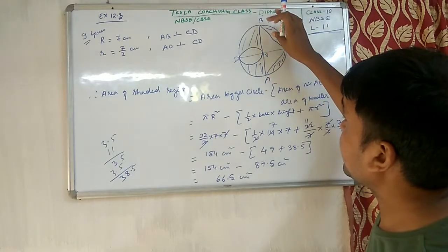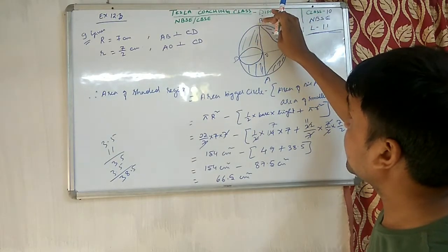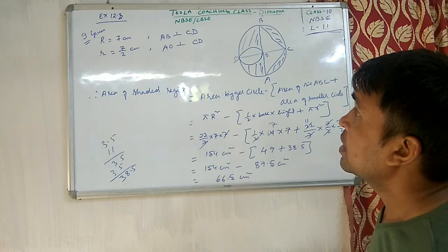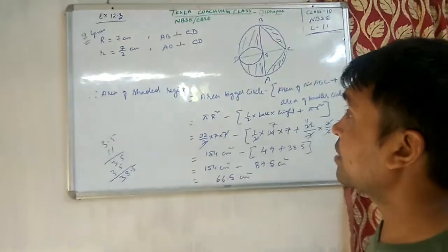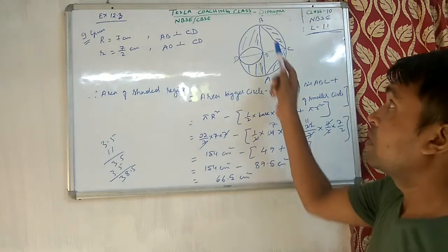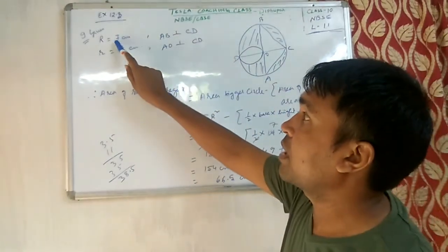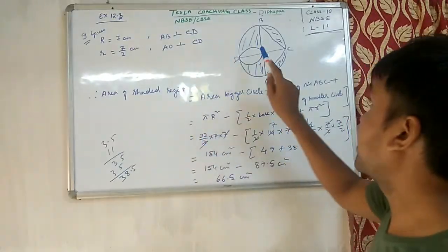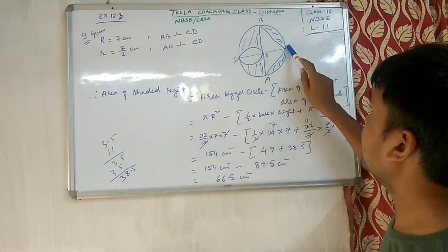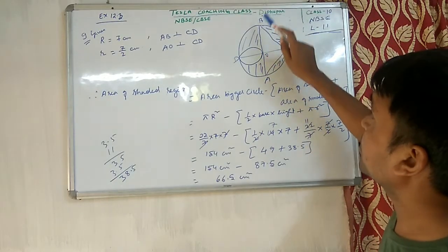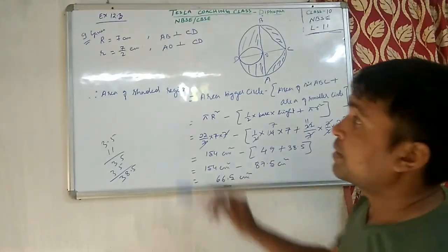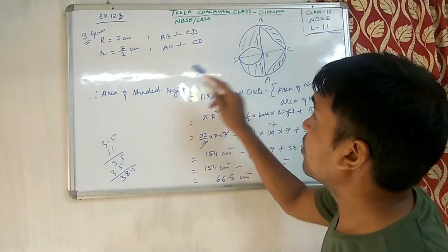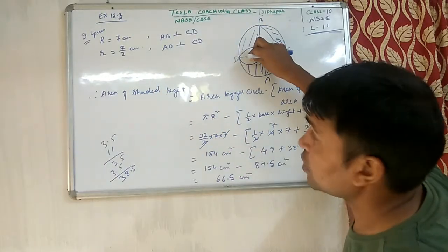This AO is perpendicular on CD, and this AB is also perpendicular on CD. So AB perpendicular to CD, AO perpendicular to CD. It is already given. So the radius of the bigger circle is given how much? 7 centimeter. So the radius of the bigger circle, that means from here to here, O to C, O to A, O to B, O to D, is 7 centimeter. But the radius OD, it will become what? Diameter for the smaller circle or not?